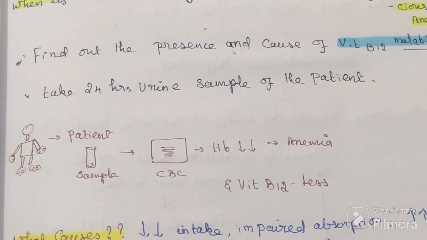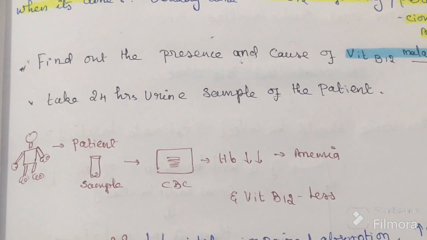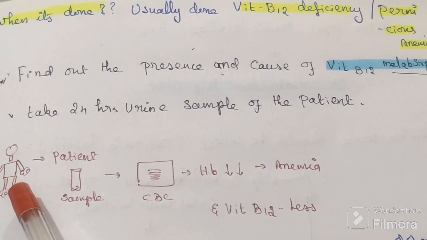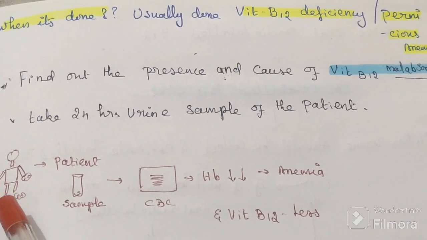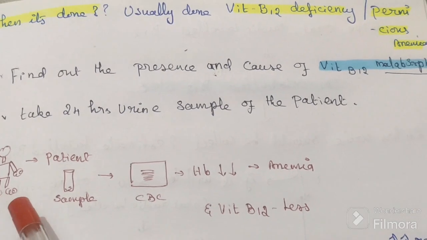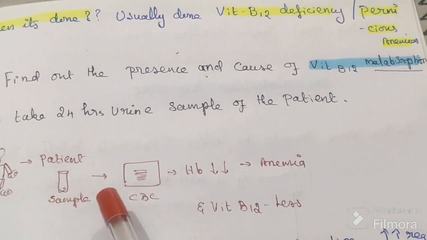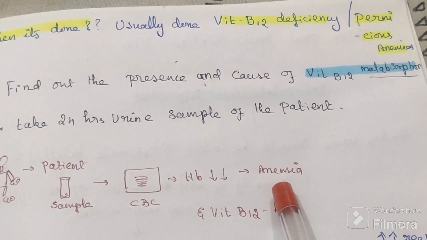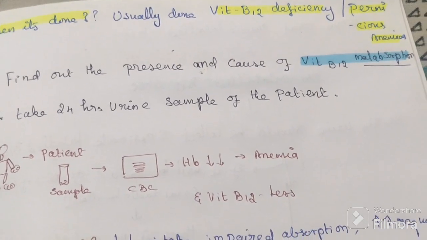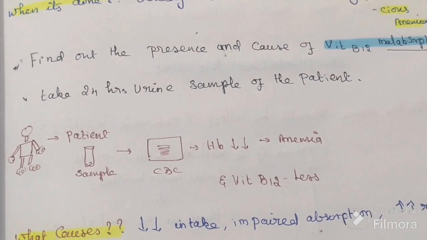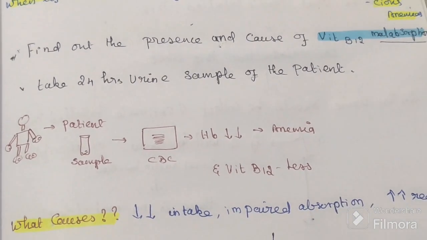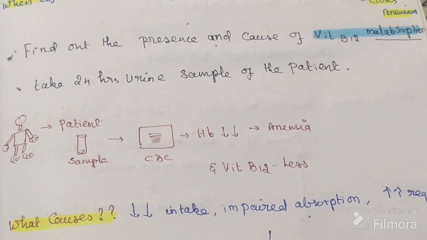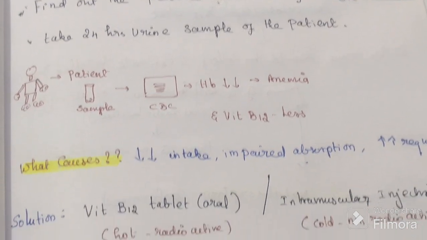Okay, we take a patient having all the megaloblastic anemia symptoms: fatigue, tiredness, along with a tingling sensation. We collected a blood sample and will do CBC, where hemoglobin is less, which confirms anemia. And the patient's vitamin B12 level is also less. So what are the causes of vitamin B12 deficiency?